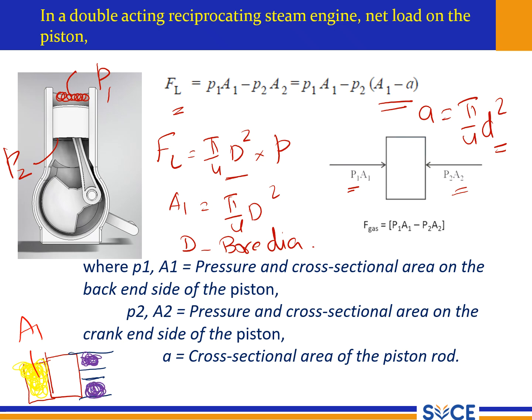So this area is subtracted from the previous area A1. Here the piston rod diameter is there, so you can calculate the piston rod area of cross section, pi by 4 d square. Substituting A1 minus A, we get this. The load acting on the right hand side is nothing but the pressure on the right hand side into A1 minus A.